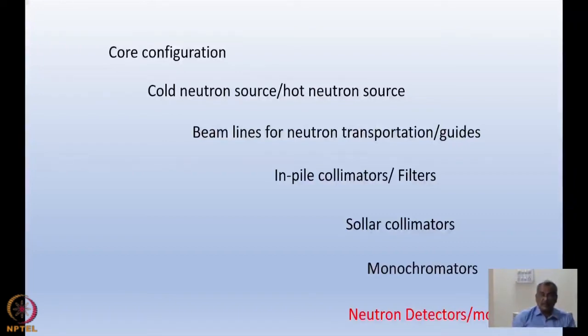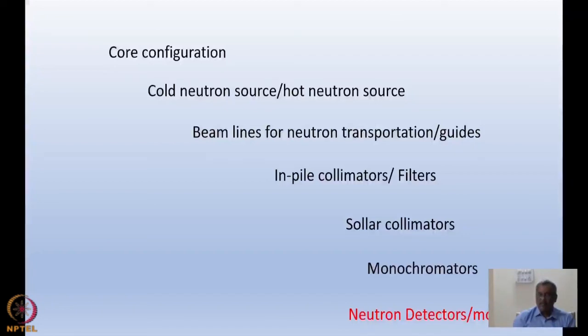The core configuration: the optimal use of neutrons starts right from the core configuration. Then, as I told you, for very slow dynamics, we need slow neutrons, but then we should have neutrons which are slow. So we have something called a cold neutron source. Similarly, you also have a hot neutron source. I'll describe them to you. Then we have beam lines that transport neutrons from the core to the outside of the reactor, and then the guides take them far away from the reactor. To define the energy and direction of the neutrons, we have in-pile collimators, filters, solar collimators.